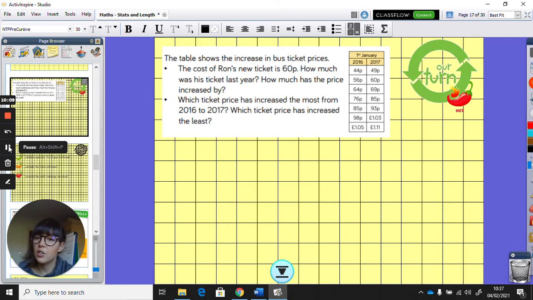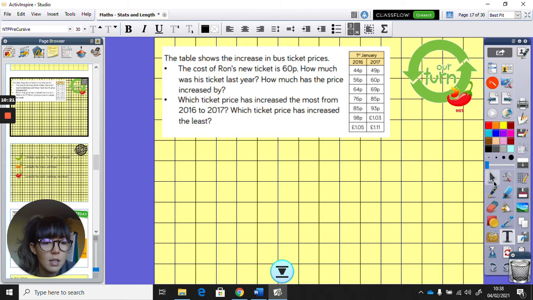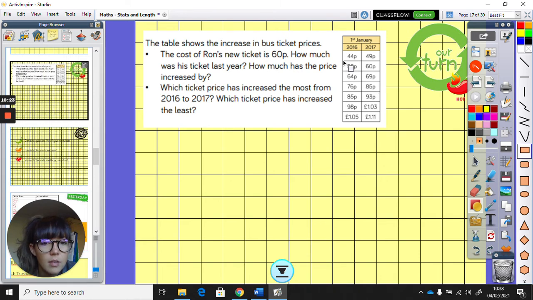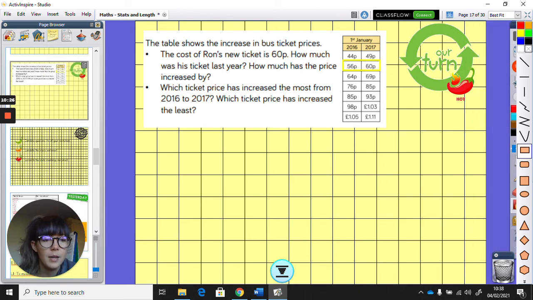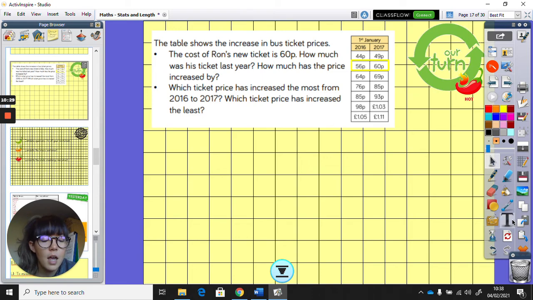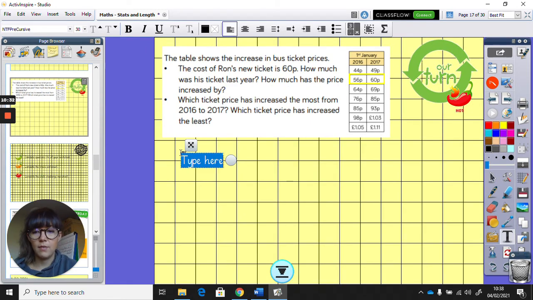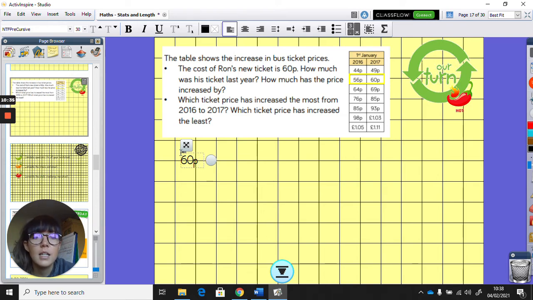So you should have paused the video just to do the first question, okay? What you need to do for now is decide which one Ron is. Ron's new ticket is 60p, so he's this one, okay? We need to look at this row here. His ticket costs 60p now in 2017, but in 2016 it only cost 56p, didn't it? So it cost less. So the first question, how much was his ticket last year, is 56p, okay?